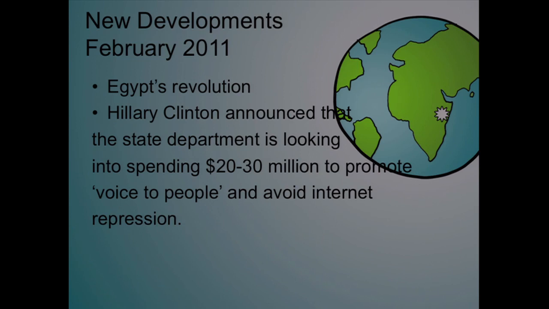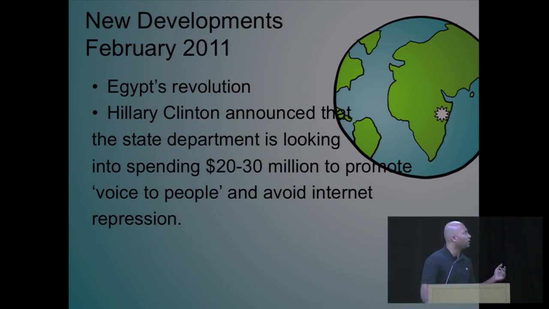New developments, February 2011. I mean, we've seen Egypt's revolution, et cetera, what's happening in Libya right now. Hillary Clinton announced the State Department's looking into spending 20 to 30 million to promote the voice of the people. Now, I think we can always say that they'll block Google, they'll block Facebook, but what we've seen is that as a result of these blockings, there are like 10 other softwares that are coming out with which you can sort of get around those things. And we are relying on the people to be able to find them and hence get information out.